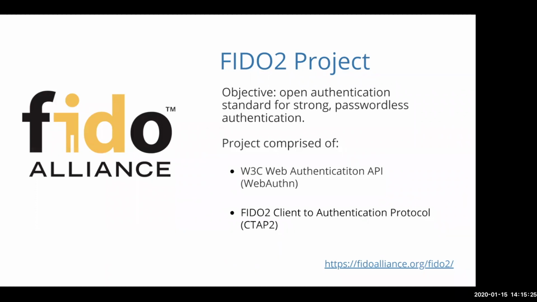So the project is composed of 2 primary parts: the W3C Web Authentication API, or WebAuthn, and the FIDO2 Client to Authentication Protocol, or CTAP2. You could think of WebAuthn as being the JavaScript API that runs in the browser and connects to the backend servers, and it's supported by most of the major browser vendors at this point. And CTAP2, you can consider that the protocol that's used to communicate between the browser and the authenticator.